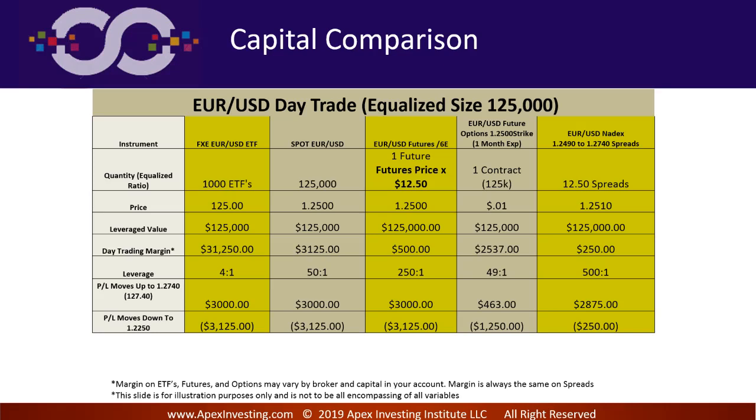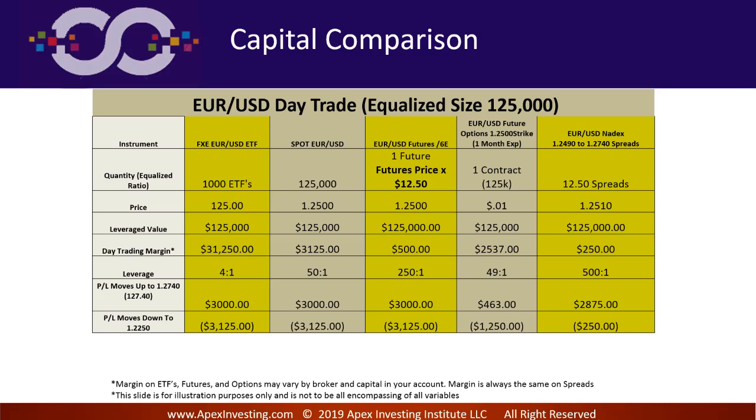If you did this, you'd have to buy 100,000 ETFs, or 125,000 spot, or one future contract, or one contract of future options, or you buy 10 Nadex spreads. Okay? And put the price on all of them, say it's at 1.2500, or 0.01 times 125,000, like for an option. Or for a Nadex spread, it'd be 1.2510. Well, the leveraged value is $125,000 on all of them, meaning that's the kind of capital you're getting to control: 125 grand.